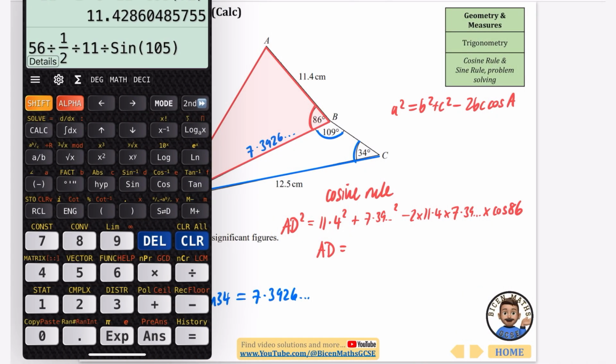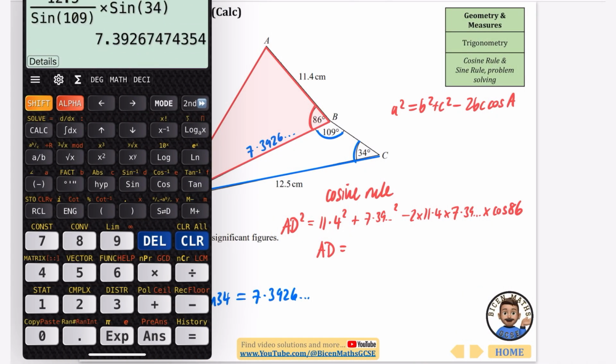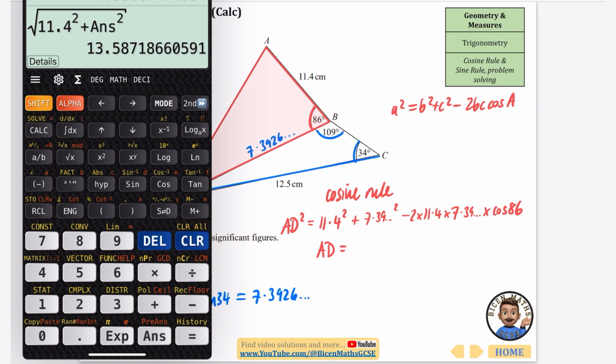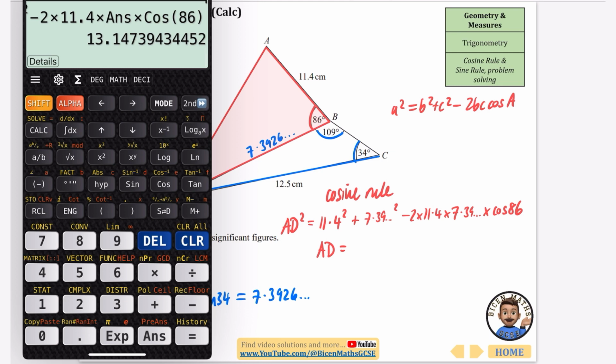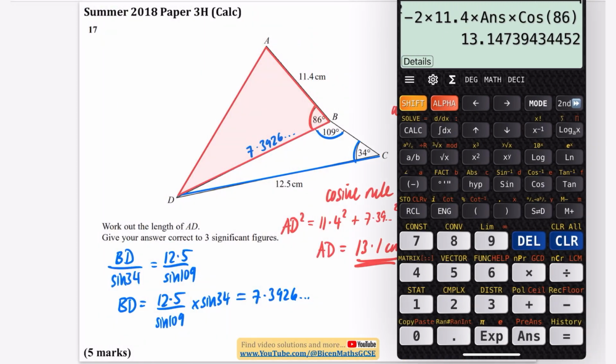Now remember, I've already got that horrible 7-point number stored in the calculator, so I can just do the square root of 11.4 squared plus the answer squared minus 2 times the 11.4 times the answer times the cos of the angle, which is 86, and we get the answer to 3 significant figures, that is 13.1 centimetres.